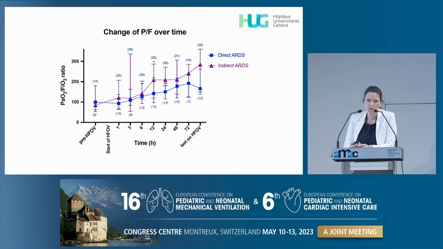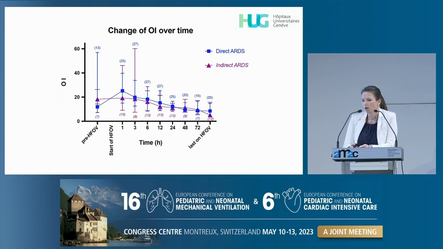For the change of the PF ratio over time, it's interesting to notice that they both started around the same values, direct and indirect, but from 12 hours on, the indirect group had a much quicker improvement in the PF ratio, and this was sustained after the discontinuation of HFOV. In terms of oxygenation index, there was not much difference between the two groups, a slight deterioration at the beginning, but it was expected if you look at the previous slides.